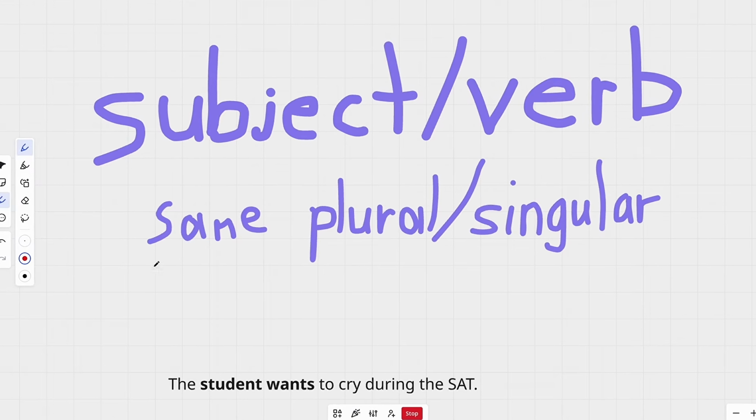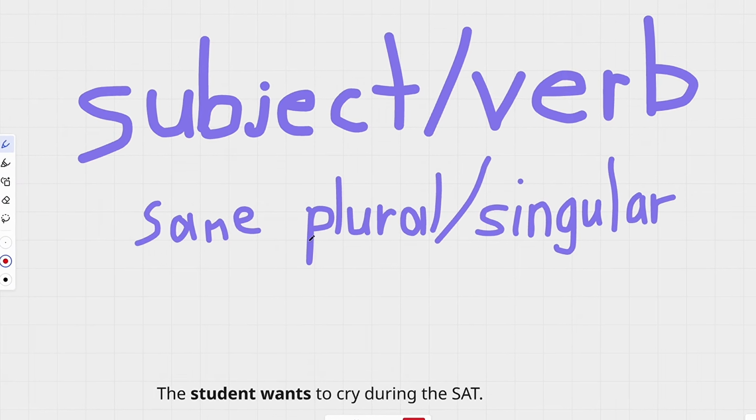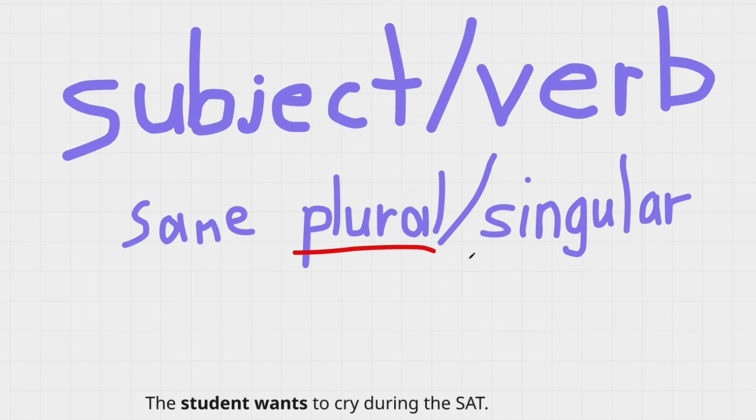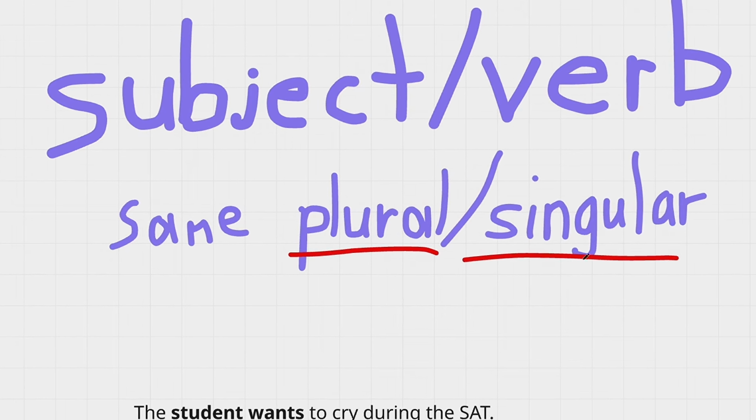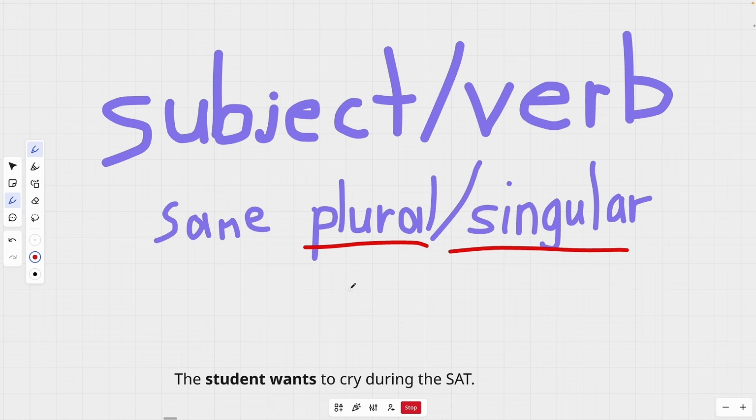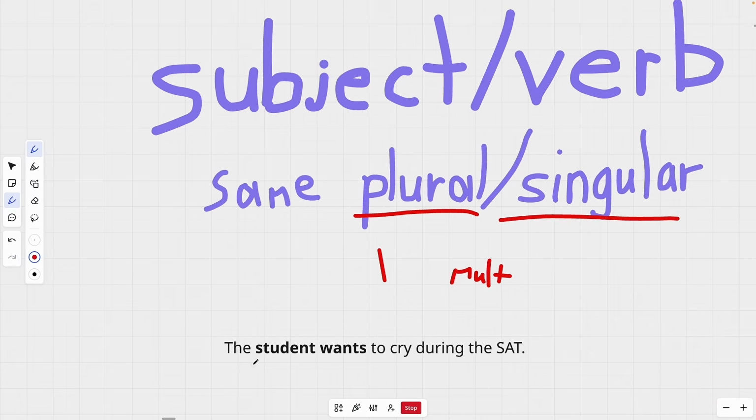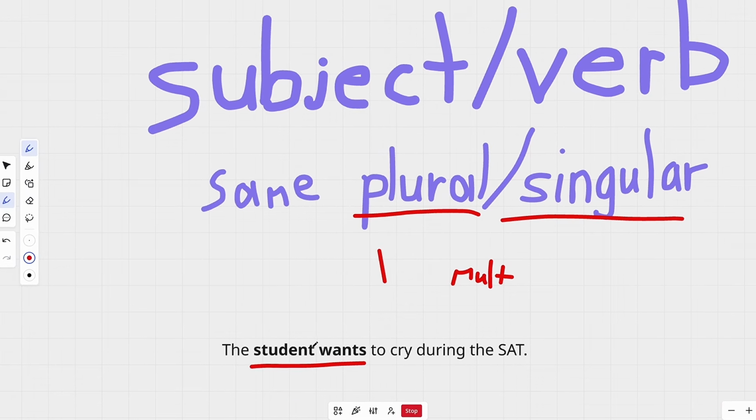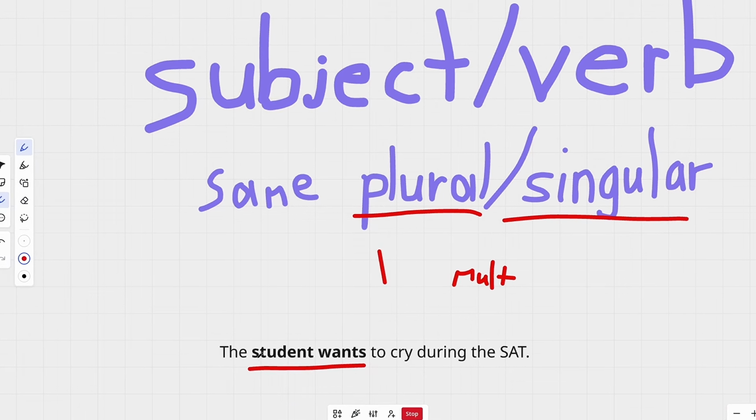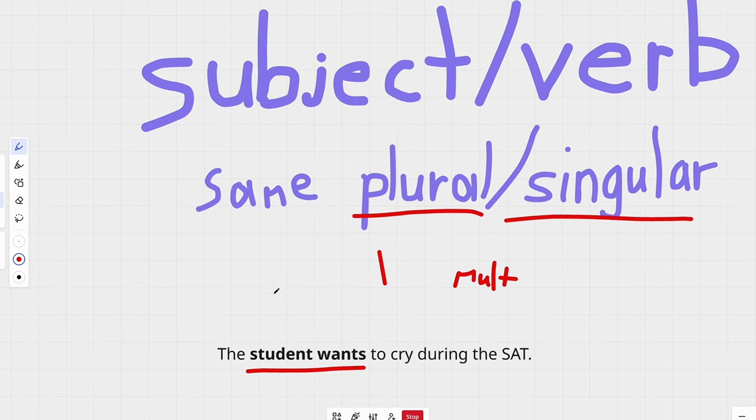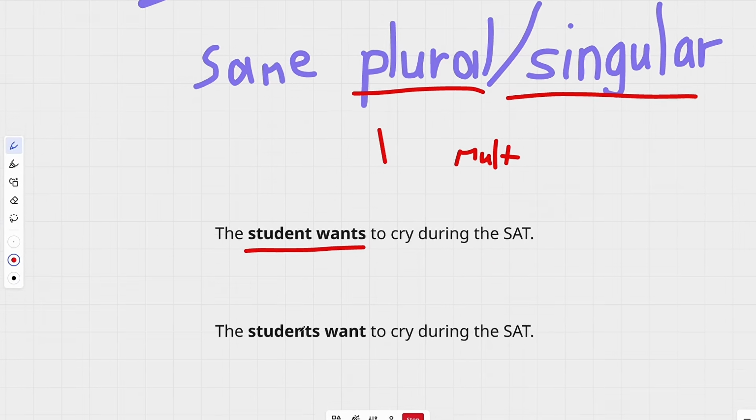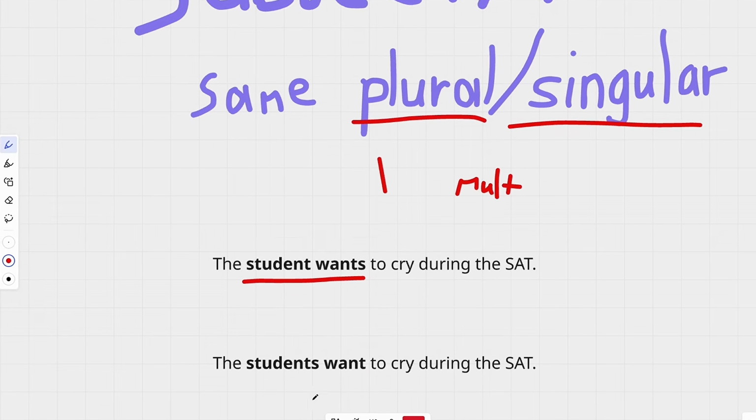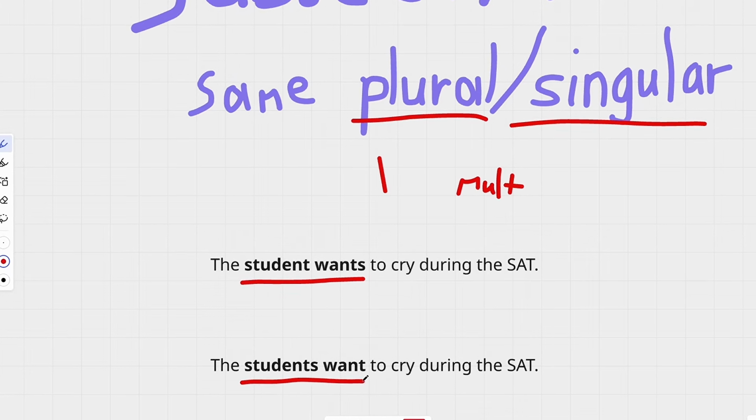So essentially whenever you have a subject and a verb, you have to have the same plurality for both of them. It just means making sure there's the same number. Each verb can either be for one thing or be for multiple things, and the same thing for each subject. The student wants to cry during the SAT. Both of these words are singular. Student is just one student, and then wants is for if it's only one. Now you have students want to cry during the SAT. These are now plural. Multiple students, they all want to cry.